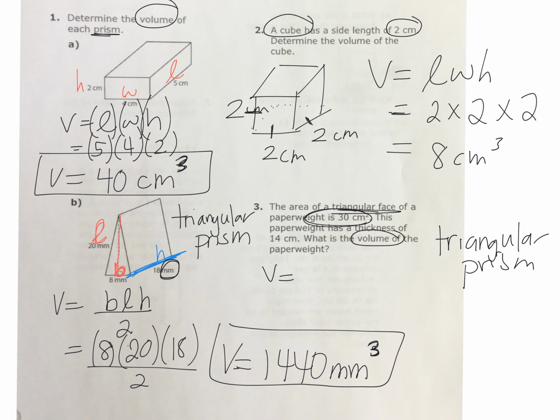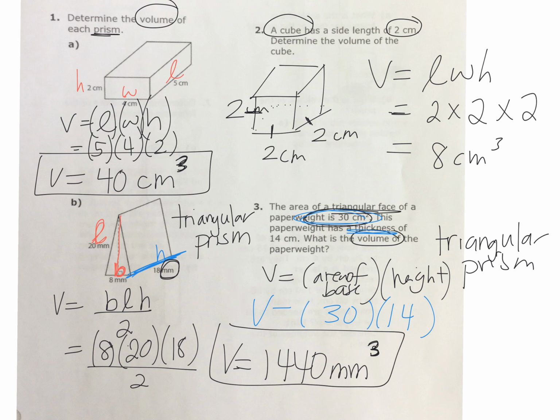Okay, volume is equal to, look at your formula sheet, area of base times the height. In this case, the height would be the thickness of it. So what's the area of the base? They've given us that part. We don't even actually have to calculate it. It's 30. And what's the height of this paperweight? Good. So what's the volume of the paperweight? 420 centimeters cubed. In this question, they're telling us that we're looking at a triangular prism.